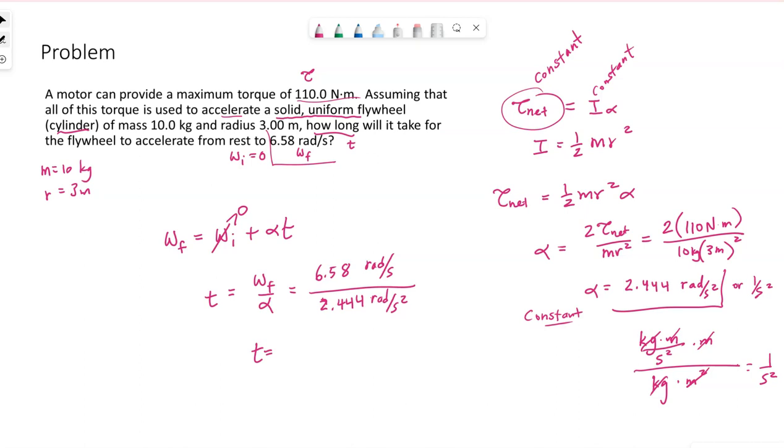I have 3 sig figs, so 2.69 seconds. Second cancels with one of those. That's what brings us the seconds up. And then both of them had radians in there. So this is how long it took.